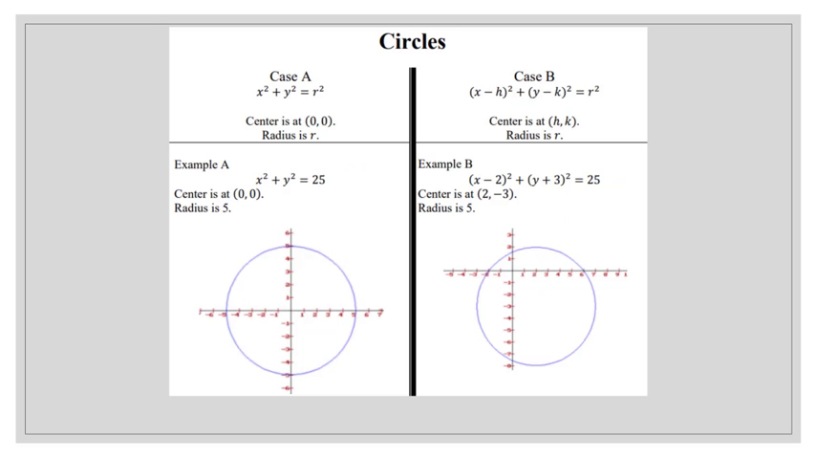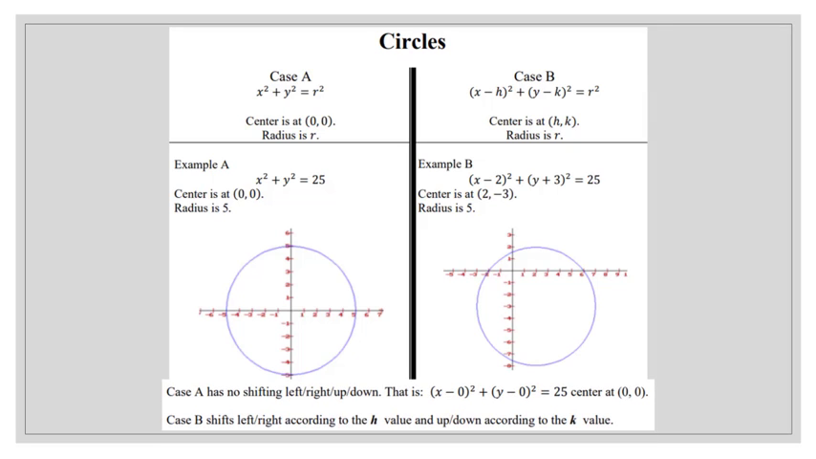Now, this is what your tutorial page looks like. I just went through case A and I went through case B. Notice that case A has no shiftings, left, right, up, or down. It just means it's kind of like x minus 0, y minus 0, so the center is at 0, 0. In case B, we shift it left, right, or up, down. So left and right would be my h value, and up, down would be my k value.